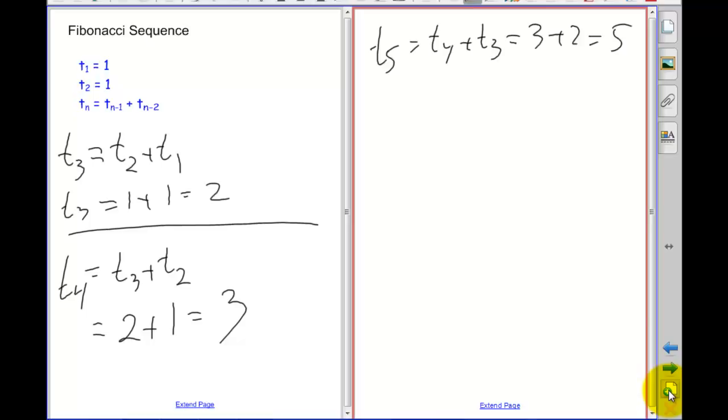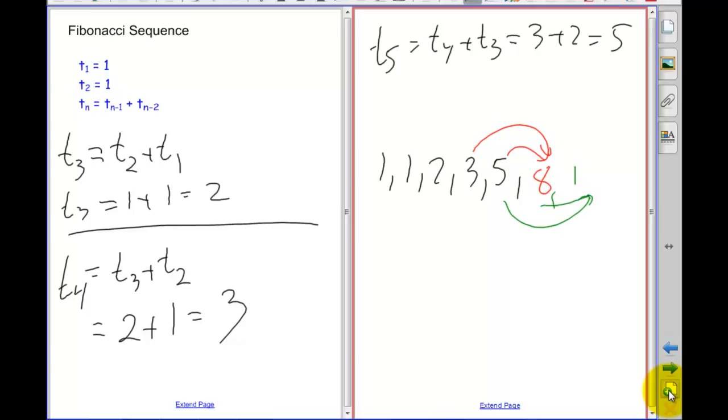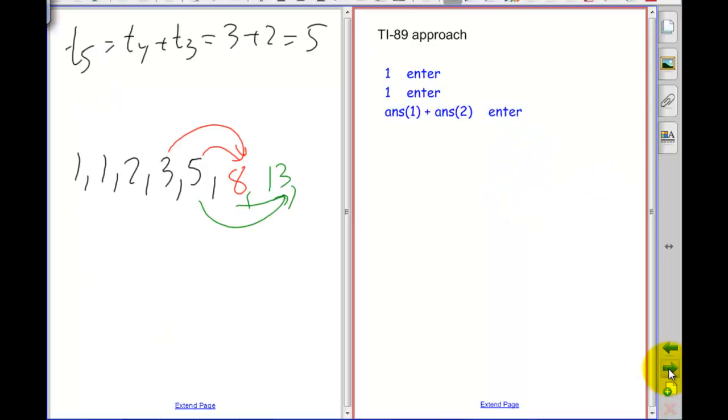So it's 1, 1, 2, 3, 5. And then add up these two, ching, ching, to make 8. Then add up these two, ching, ching, to make 13. And then you add 21 and so forth. Okay? That's the Fibonacci. Let's try it on your calculators now.